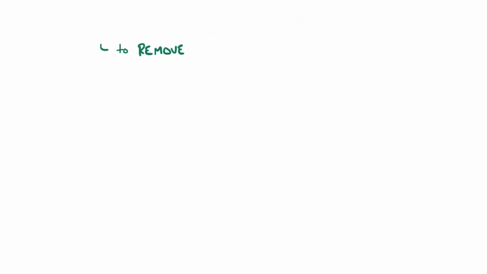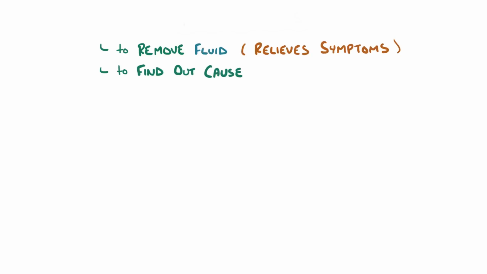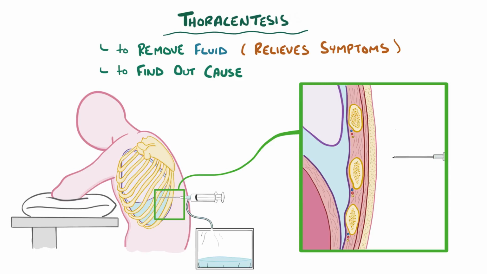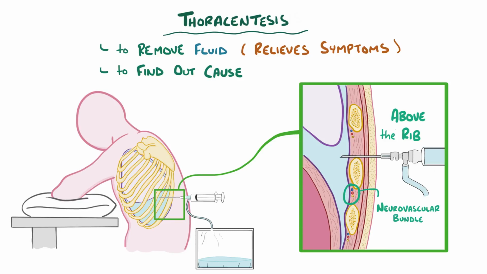To get rid of the pleural effusion fluid, both to relieve symptoms but also to find out the cause, a thoracentesis can be done. In a thoracentesis, a hollow needle to drain the fluid is carefully inserted over the top of a rib to avoid injuring the neurovascular bundle running along the underside of each rib.